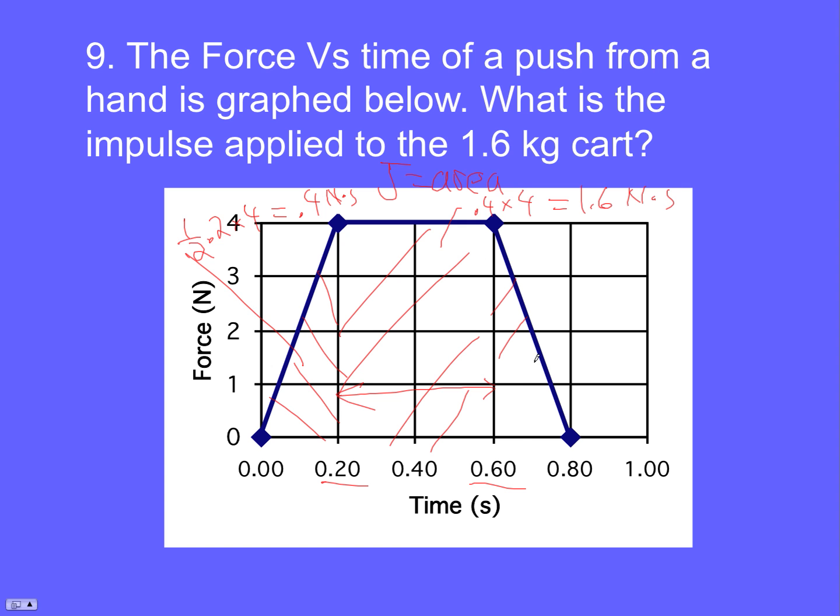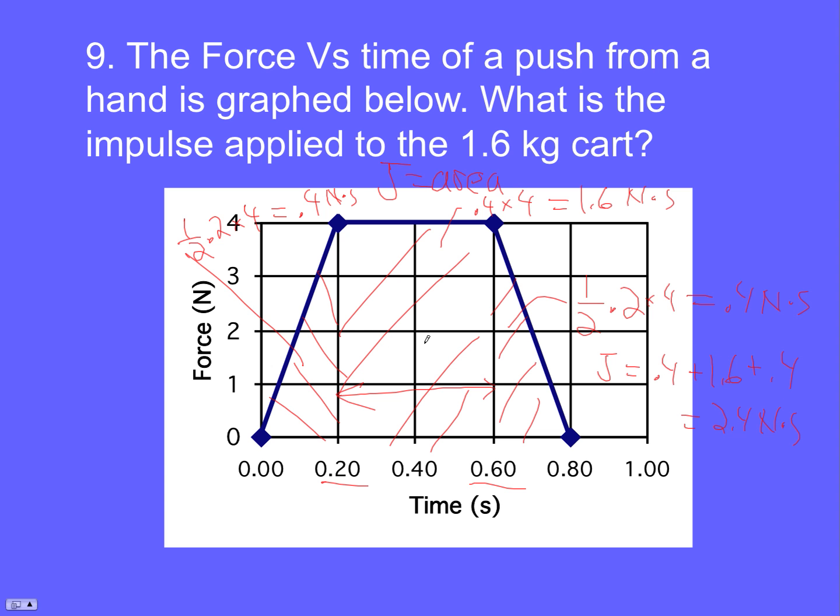And then finally, this other triangle, you may notice it's the same area as over here, but it's not always, so be careful. So it's 1/2 the base times the height, or 0.4 Newton seconds. So the total impulse then, we can add them all up, and I get 2.4 Newton seconds.